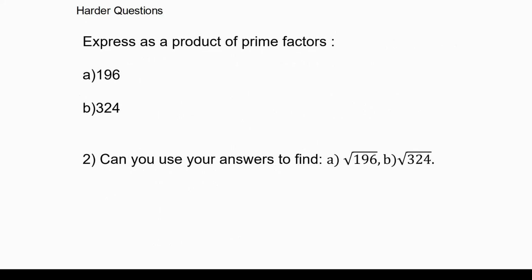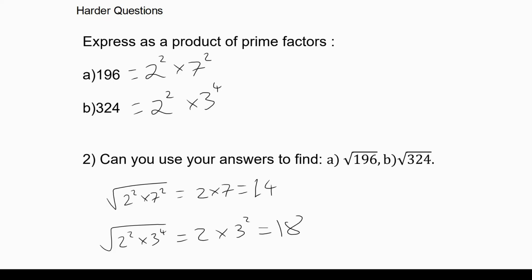Here are some harder questions for you to try if you want a challenge. Please have a go at the questions, and when you're ready for the answers, press play. Here are the answers. When we square a number, we double the indices. So when we square root a number, we halve the indices. So to get the square roots, we just need to halve the indices and then multiply.